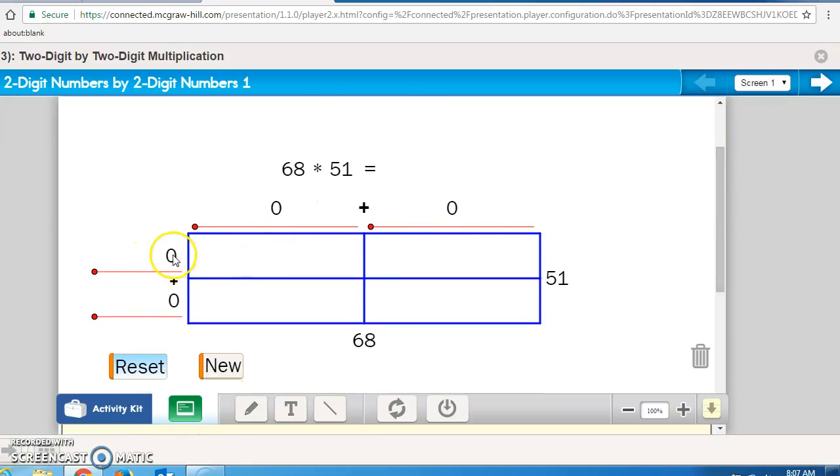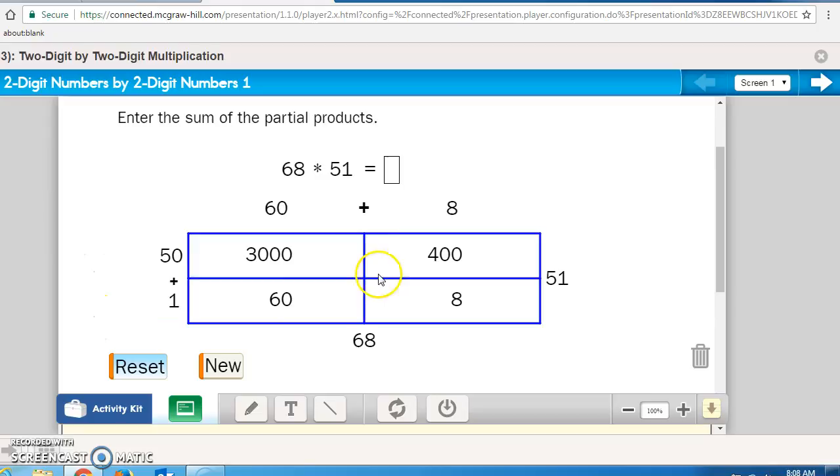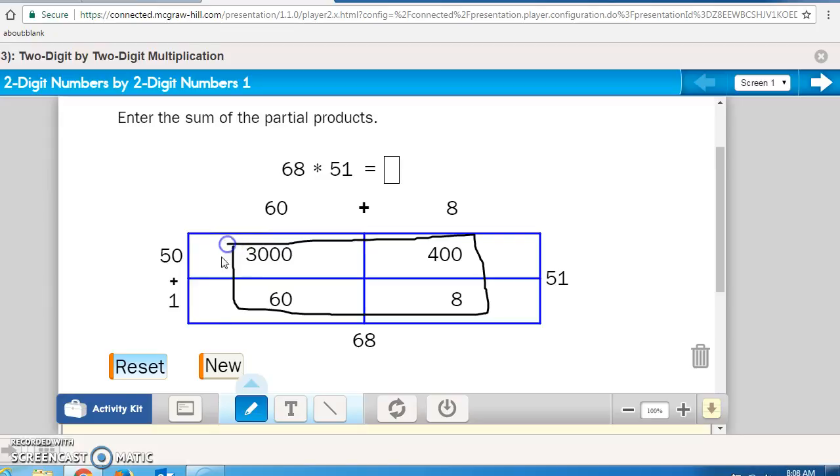So here again, what would I multiply these two numbers by? Well, first, I would do the top one and break it into 60, and my other number would be 8. And my other number is 51, so my first number would be 50, and my last one would be 1. There you go. 50 times 60 is 3,000. 50 times 8 is 400. 1 times 6 is 60, and 1 times 8 is 8. When I add all the numbers inside my rectangles, that would be my answer to the problem.